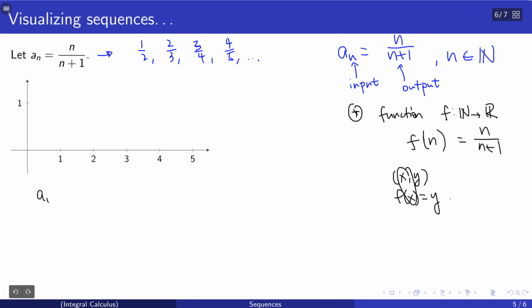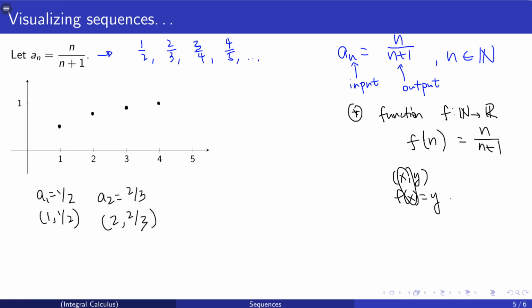A sub 1 is equal to 1/2. That means that's the point 1 comma 1/2. It's about here. A sub 2 equals 2/3. So that's the point 2 comma 2/3. That's around here. And then 3, 3/4, 4 and 4/5, 5 and 5/6. And I want to make sure I don't go past 1 here.